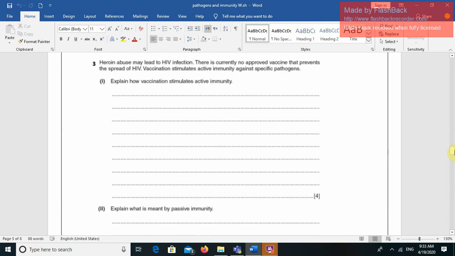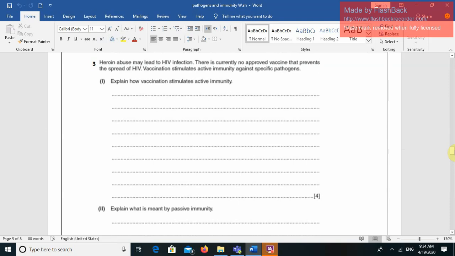So, explain how vaccination stimulates active immunity. That's why some people are given vaccine against HIV. Now look at this question. Explain how vaccination stimulates active immunity. This question talks about fewer ideas than the question before. It says just how it provokes the immunity.